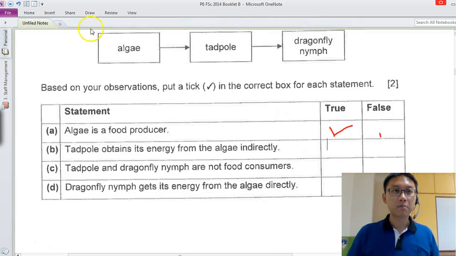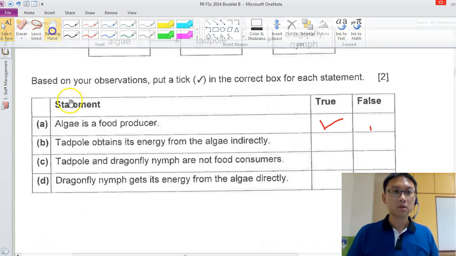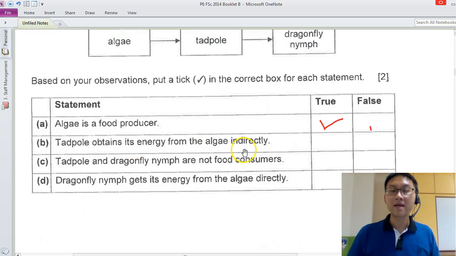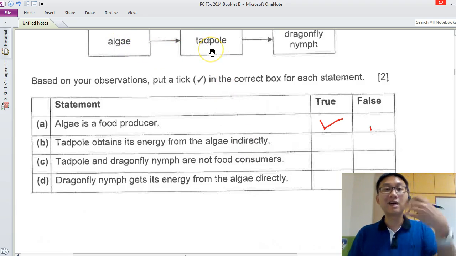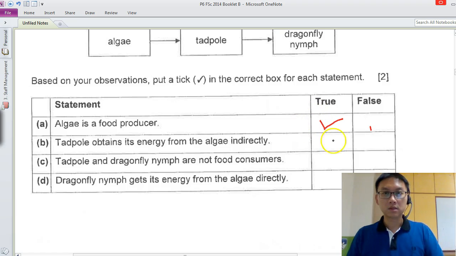Now, tadpole obtains energy from the algae indirectly. So does tadpole obtain energy indirectly? Indirectly means going through another thing, remember. No, it just gets it directly. It's just next to it. So this answer is false.